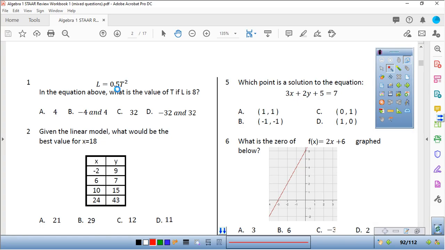So here we go. In the equation above, what is the value of T if L is 8? So the L is right here, right? So you plug that in right there, and you're going to wind up with this. I can work it up right here. You have 8 is equal to 0.5 T squared.